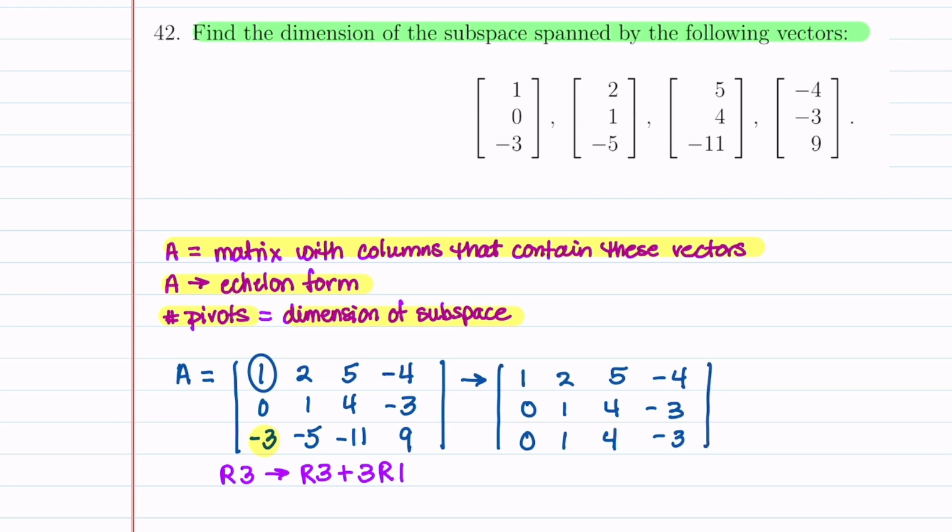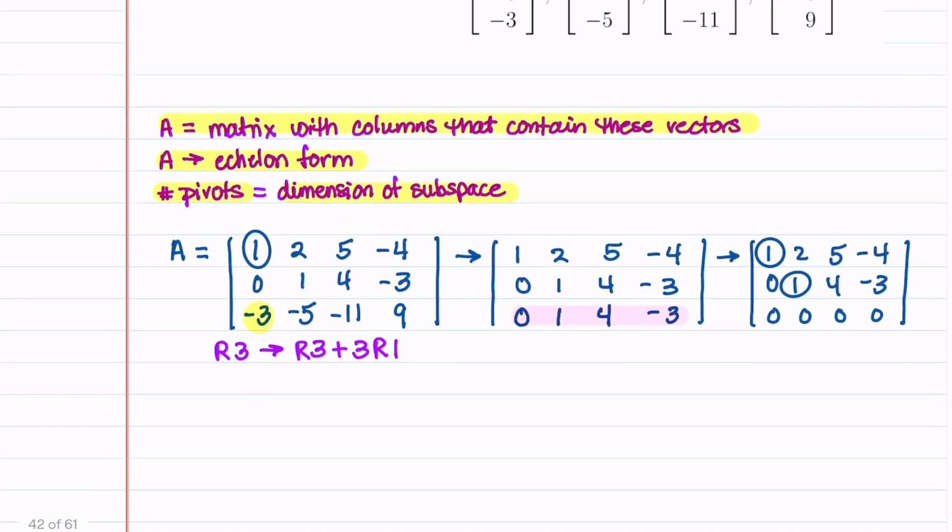Notice that our third row is a duplicate of our second row. So that row is going to go to 0. So let's go ahead and mark that. We're going to get 1, 2, 5, minus 4, then 0, 1, 4, minus 3, and then a row of zeros. Now let's go ahead and circle our pivots. And we can see that our matrix is in echelon form, and we have 2 pivots.